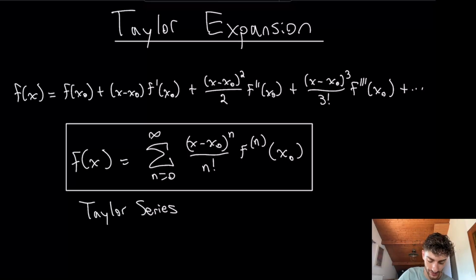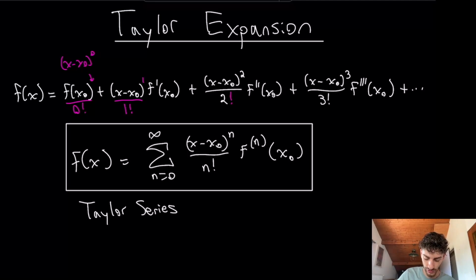Let me make the pattern more obvious. 2 is the same as 2 factorial. This term here is really divided by 1 factorial, which is 1, and we have x minus x naught to the power of 1. And for the first term, it's as if there's x minus x naught to the power of 0, because that just makes 1, and then this is divided by 0 factorial. If you didn't know, 0 factorial is 1. So you can see the pattern then.